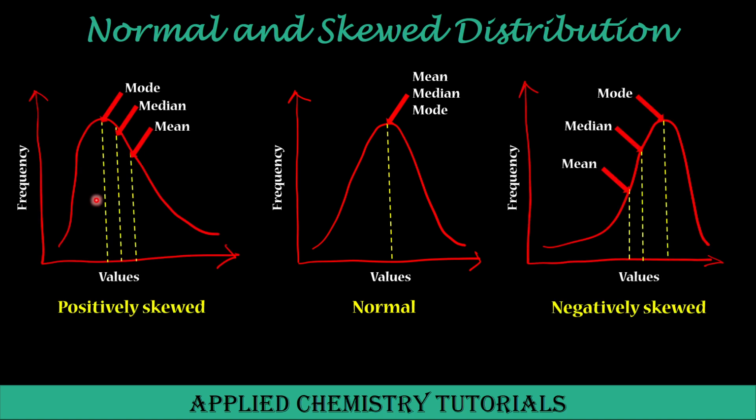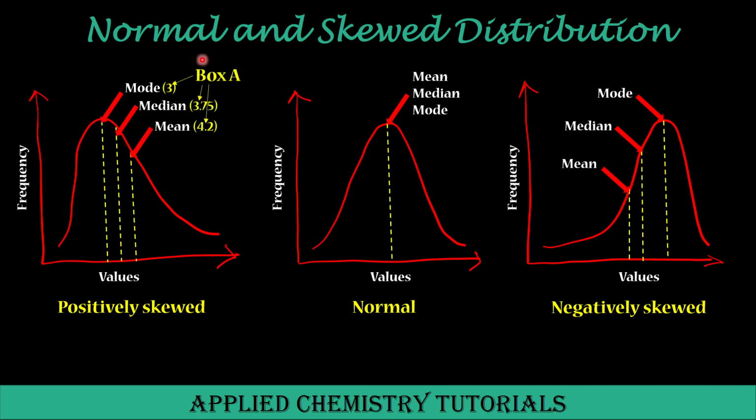Here we can see a positively skewed curve and a negatively skewed curve, where median and mean deviate from the mode, or the topmost point. If they deviate from the mode to the right hand side, we obtain a positively skewed curve, and if they are on the left hand side of the mode, then we have a negatively skewed curve.